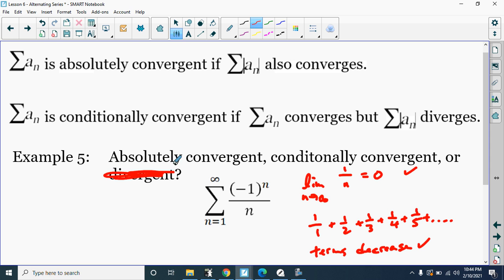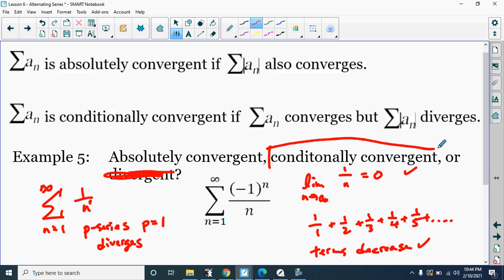We need to figure out, is it absolutely convergent or is it conditionally convergent? And to do that, you consider the series without the alternating part. So if I take out the alternating part, I've got this. That is a p series, where p is 1. This diverges. So it converges if it alternates, it diverges if it does not alternate, therefore it is conditionally convergent.